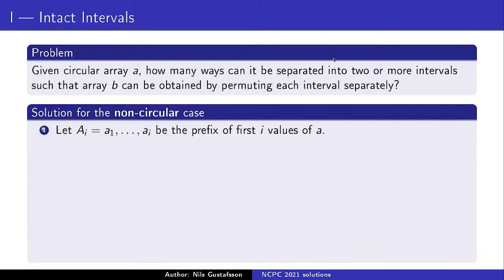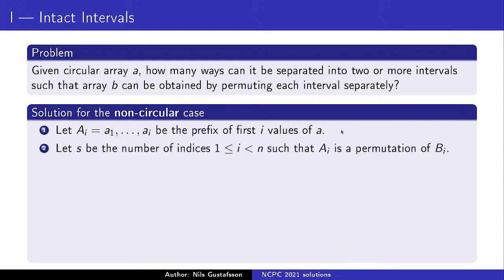So let's first forget that the array is circular and see how to solve the non-circular case, where this is just a normal array, and we want to figure out how many ways I can chop it up into intervals such that B can be obtained by permuting the intervals separately. Just some notation, let capital A of i be the prefix of the first i values of this array A, and let S be the number of indices from 1 up to n, such that the prefix of the first i things in A is a permutation of the first i things in B.